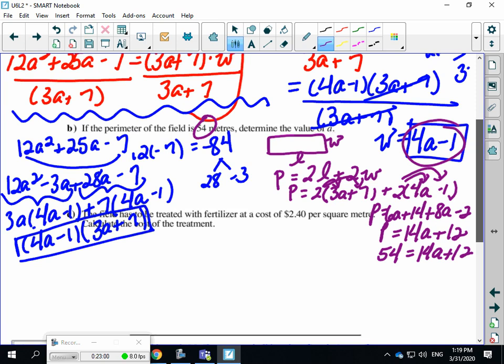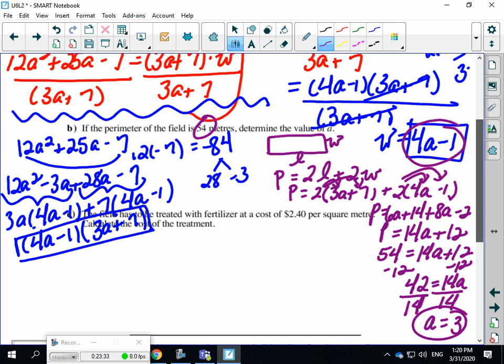Now we just have to solve for a. So it's just a linear equation. So subtract 12 from both sides. 54 minus 12 is equal to 42. 42 is equal to 14a. Now I simply just need to divide both sides by 14. So 42 divided by 14 is a equals 3. There's my value of a.